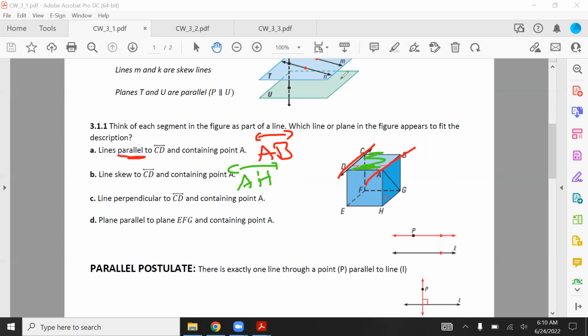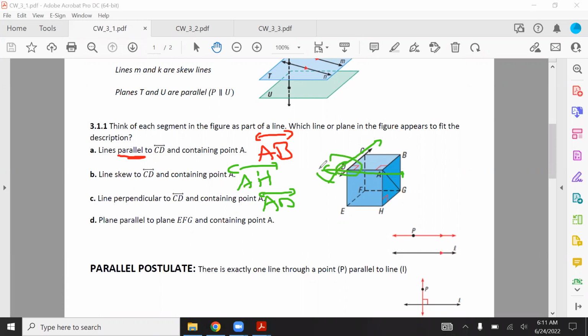A line perpendicular to CD and contain point A. So again, here's CD, and you want to be perpendicular to CD and contain point A. I'll go AD. I'll go AD right there. You see the right angle right here.